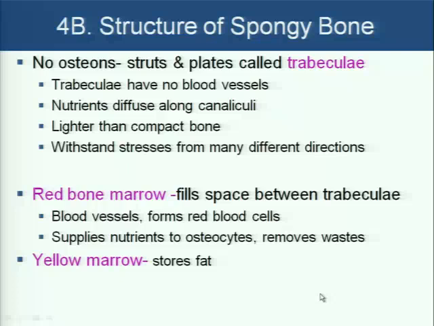So that's all compact bone. Now we're going to look at the structure of our spongy bone. These ones don't have those osteons, those circles. They have these little struts and plates that we saw in that picture of the skull. These are called trabeculae. These don't have any blood vessels. Nutrients diffuse along canaliculi, and the bone is much lighter than compact bone because it has a lot of airspace in there.